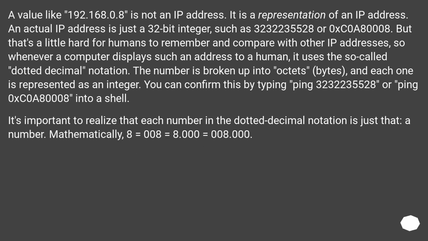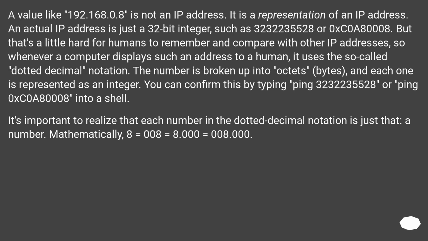A value like 192.168.0.8 is not an IP address. It is a representation of an IP address. An actual IP address is just a 32-bit integer, such as 3,232,235,528 or 0xC0A80008. But that's a little hard for humans to remember and compare with other IP addresses, so whenever a computer displays such an address to a human, it uses the so-called dotted decimal notation. The number is broken up into octets, bytes, and each one is represented as an integer. You can confirm this by typing ping 3,232,235,528 or ping 0xC0A80008 into a shell.